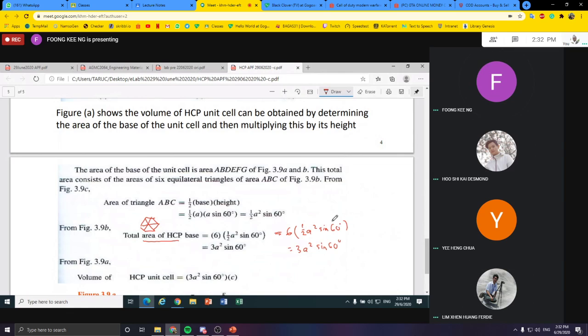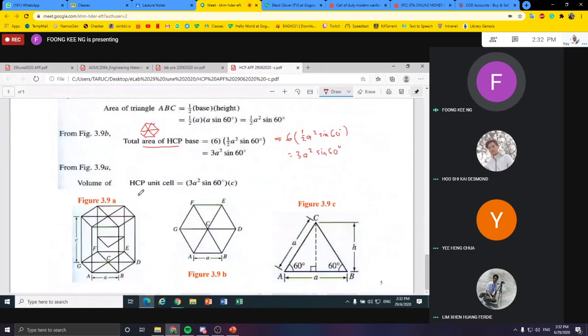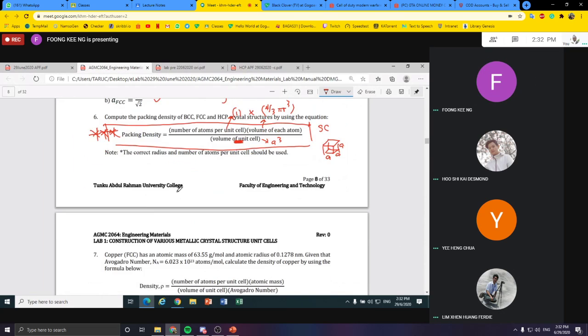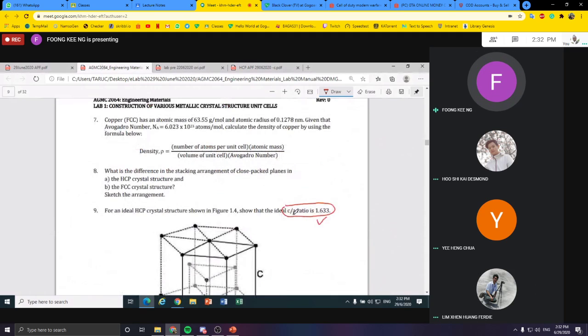Follow? So from there, can you find the volume of the HCP? Yes, volume of HCP is what? Base times height, times C. So your question now is how to find C. C is the height of the HCP here, right? And this is asked in this question here. Find the ratio of the C.